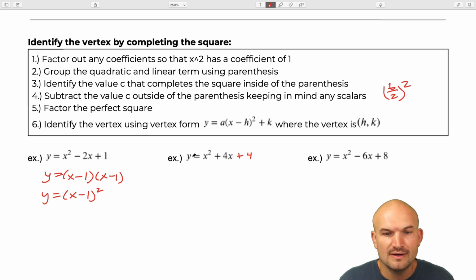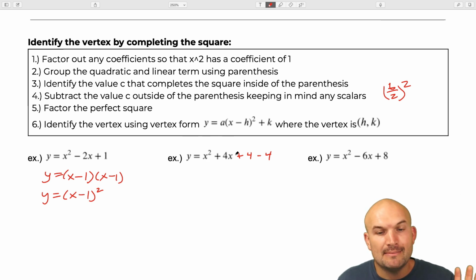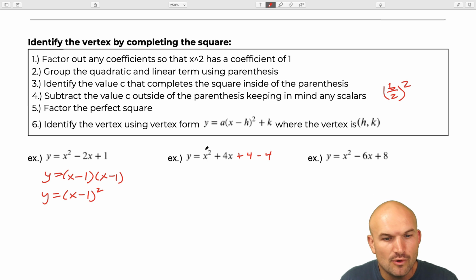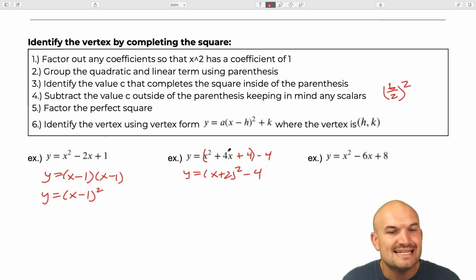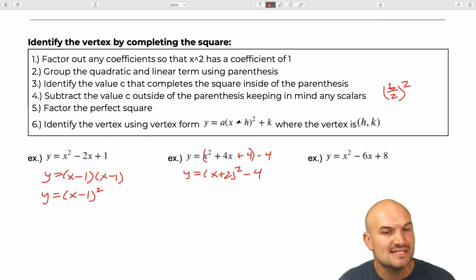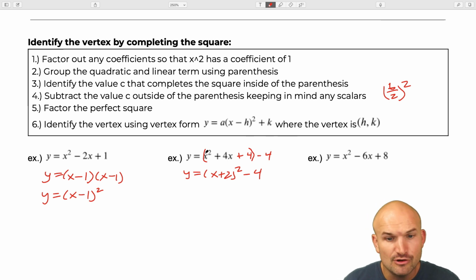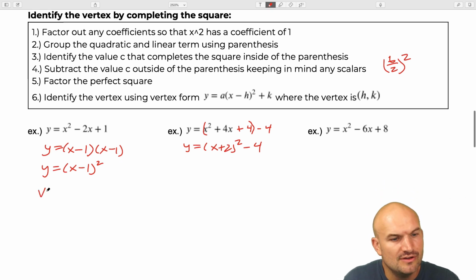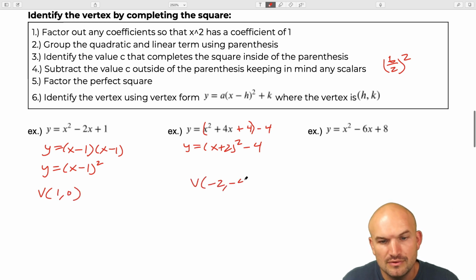2 squared is 4. Now again, remember though, we just can't add a 4 to an equation and say that's fine. Whenever you add a 4, you have to make sure you subtract a 4. So if we're trying to keep things equal, you can either add a 4 to both sides, or you can add and subtract on the same side. The important thing is, now I have a perfect square trinomial. So therefore, this can be written as x plus 2 quantity squared minus 4. And now we can identify this vertex. And remember, the vertex of a quadratic is going to be (h, k), which I forgot to do over here. So the vertex in this case is (1, 0). The vertex in this problem is (-2, -4).